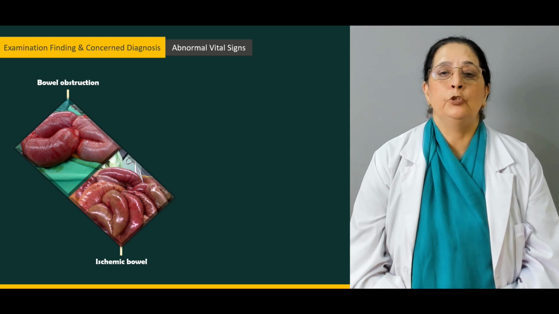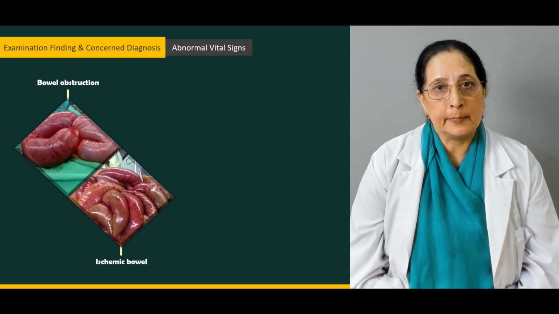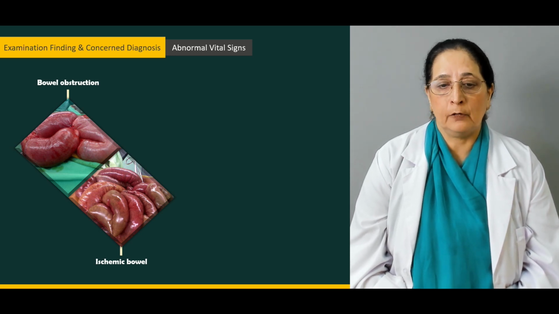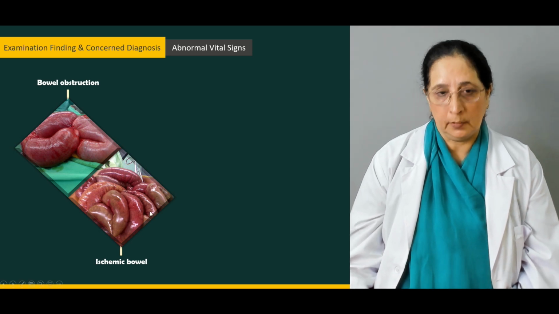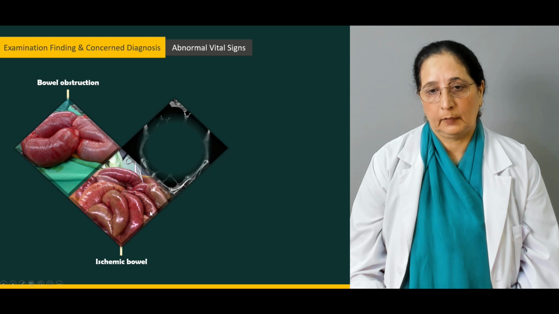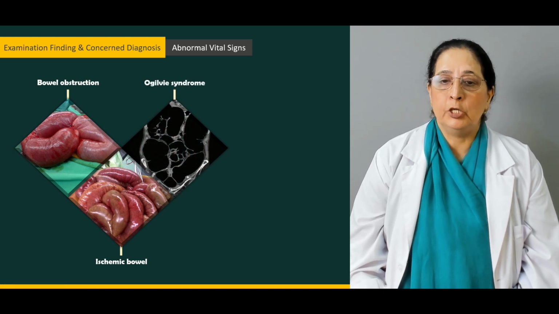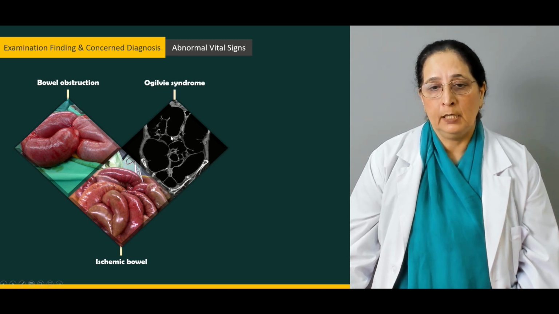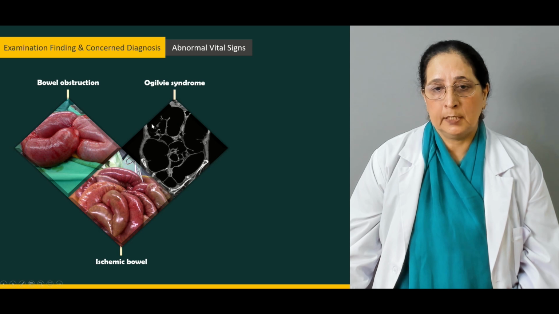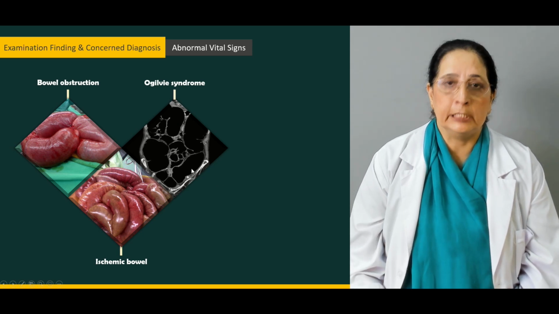Ischemic bowel is mainly due to poor blood supply, which causes decreased supply of oxygen. The other is Ogilvie syndrome. This is again a dilatation of the colon. You can see Ogilvie syndrome, in which there is dilatation of the colon.